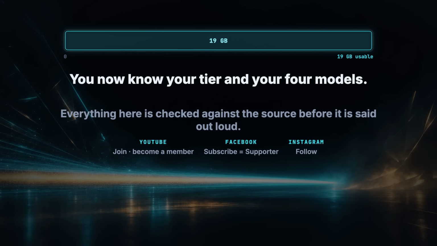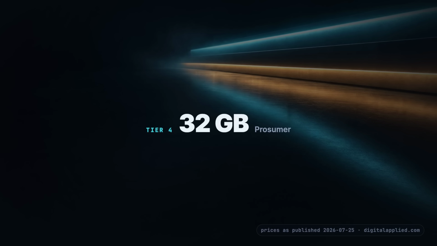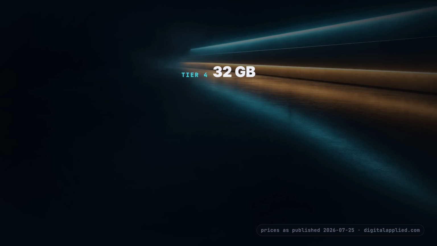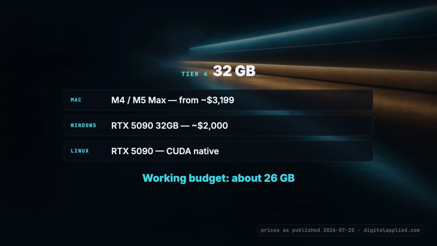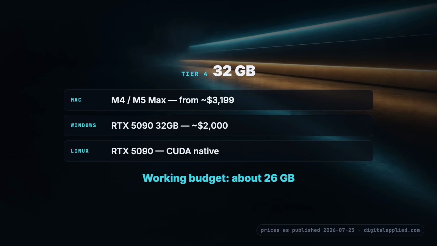Now, Tier 4. Tier 4, 32 gigabytes. On Mac, an M4 or M5 Max from around $3,200. On Windows, an RTX 5090 with 32 gigabytes. About $2,000 for the card. And published figures put it near 66 words a second on a 30 billion model. On Linux, same card, CUDA native, which starts to matter if you ever go past chatting. Working budget, about 26 gigabytes.